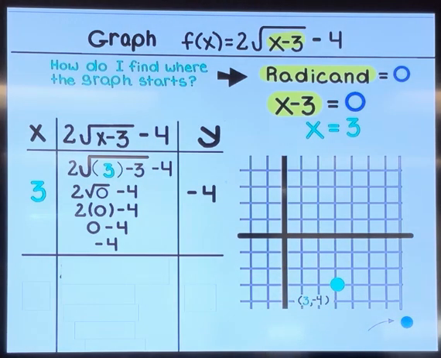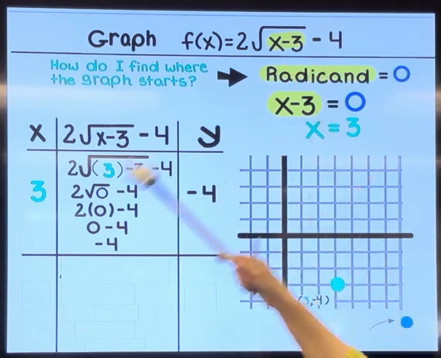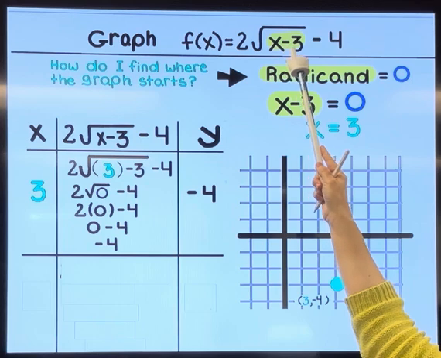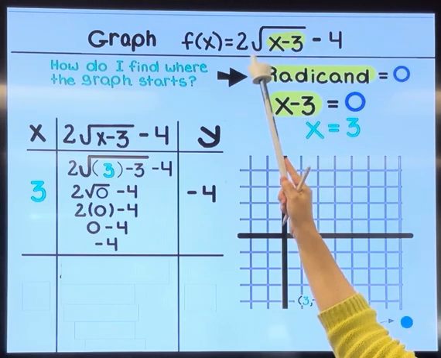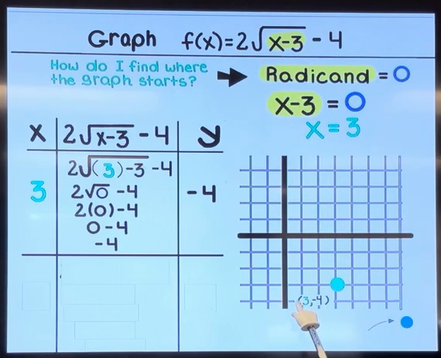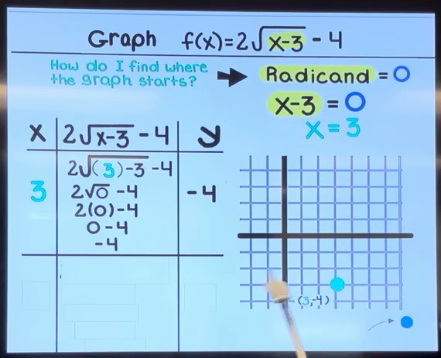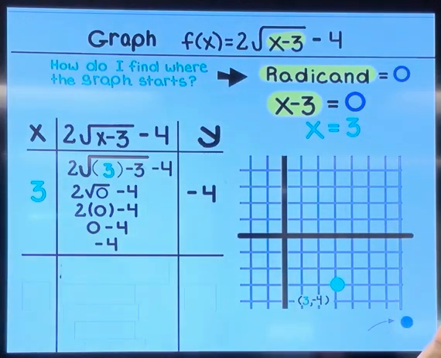Now another little shortcut that you can use is, it's not a coincidence. See how underneath we had x minus 3 and it was positive 3. If this was x plus 5, it would be negative 5. But in any case, this is a straightforward way to find it.